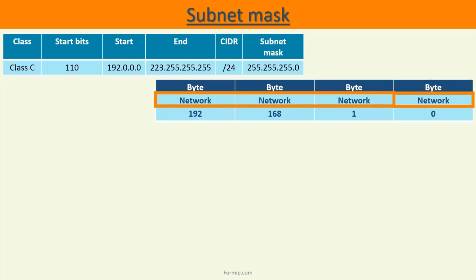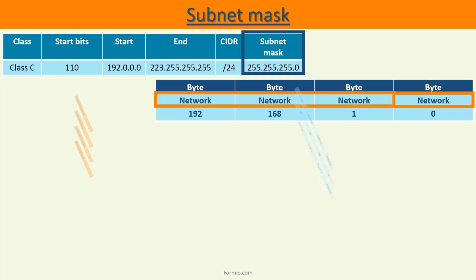So now, one might ask the question, how does a network device know which part is the network part and which side is the host part? Well, that is where the subnet mask comes in. For a Class C network, the subnet mask is 255.255.255.0. To understand how the subnet mask works, you have to switch to binary.